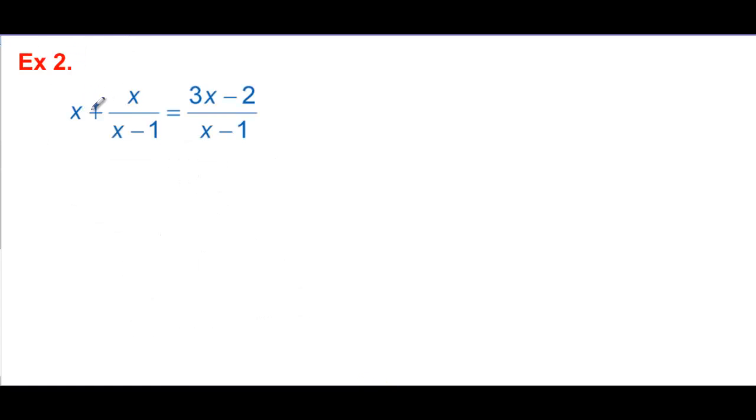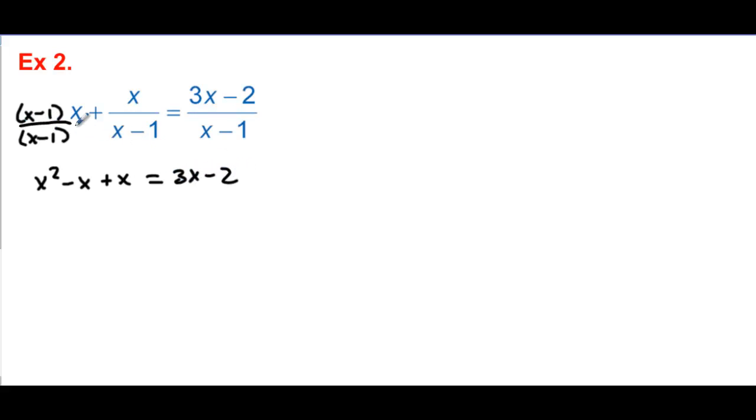Example 2. We have x plus x over x minus 1 equals 3x minus 2 over x minus 1. The only one missing the common denominator is the first one. So we multiply the top and bottom by x minus 1. On the left we have x squared minus x plus x equals 3x minus 2.